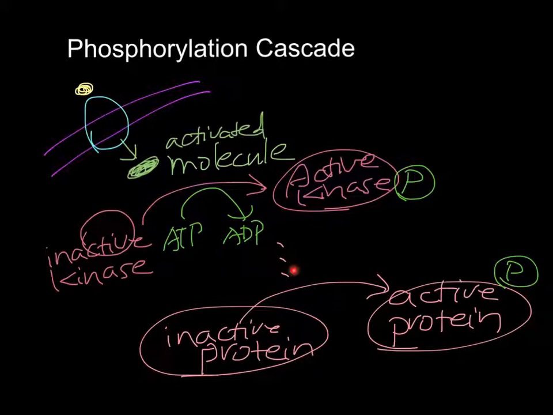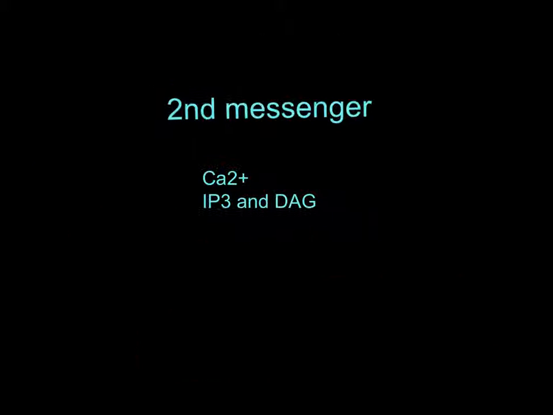During a few steps, an inactive protein will get activated and become an active protein. So this whole step basically you just add a phosphate group on the inactive kinase and protein and it becomes active. Also, second messengers include calcium and IP3 and DAG.